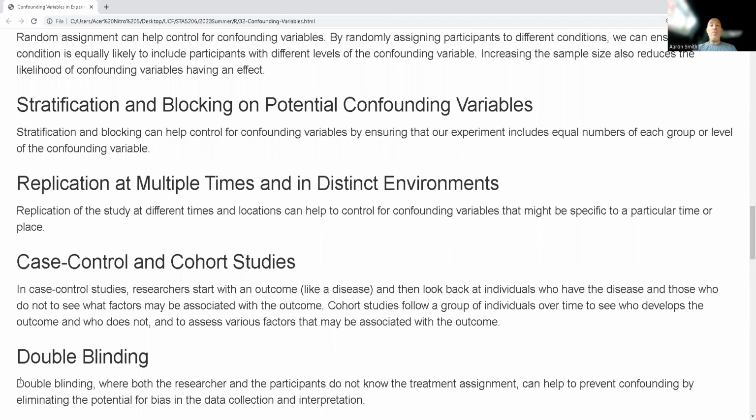Now, double blinding: what we do is we set it up so that in the treatment aspects, the things that we have control over, the people who are interacting with the subjects don't actually know what the treatment is for that subject. And so we set it up so that there can't be any biases coming to bear, because the people who are involved don't know what they're actually implementing.